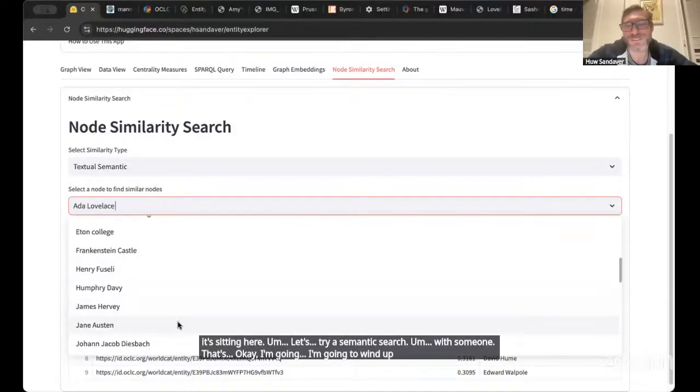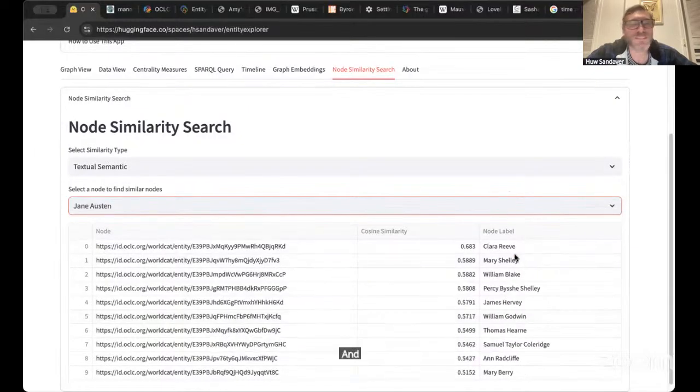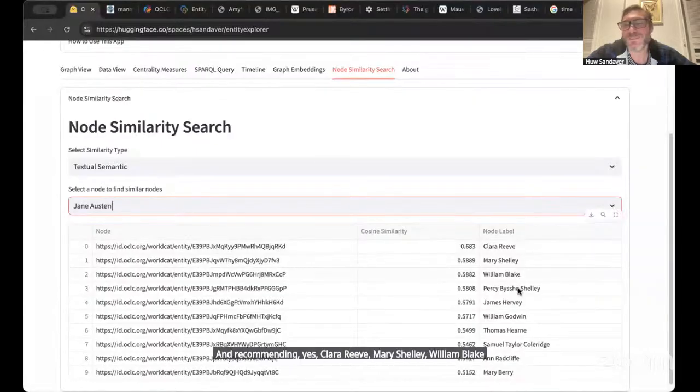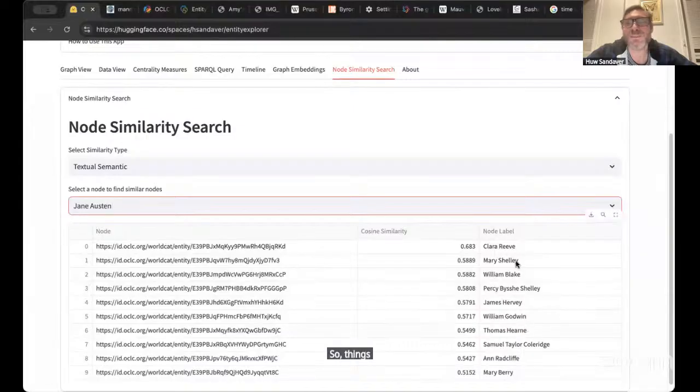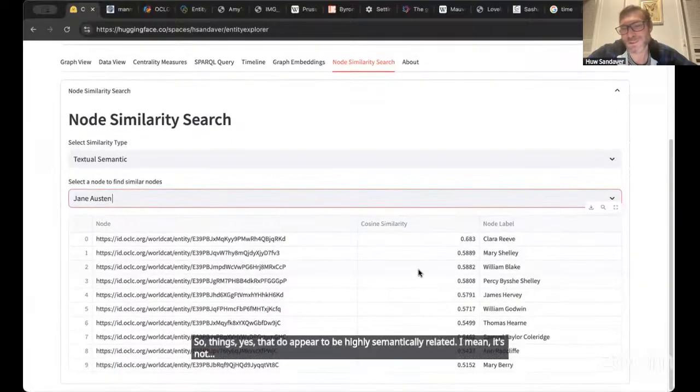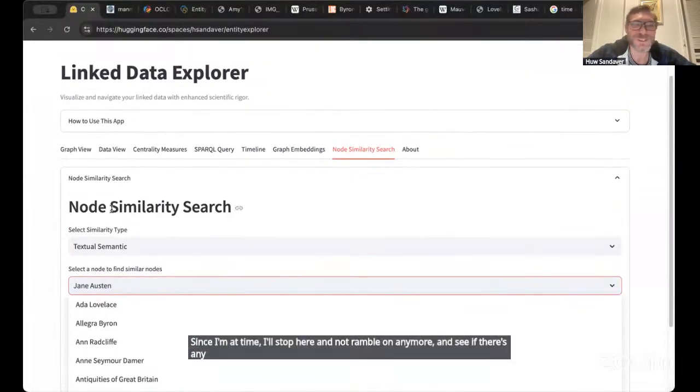Let's try Jane Austen. And recommending, yes, Clara Reeve, Mary Shelley, William Blake, interestingly, Percy Shelley. So things, yes, that do appear to be highly semantically related. I mean, it's not going to relate them to the pigment guys, for example, because they're just not semantically related. Since I'm at time, I'll stop here and not ramble on anymore and see if there's any questions.